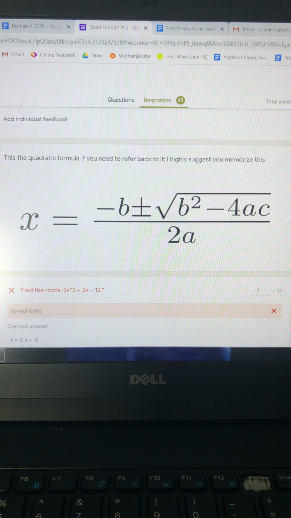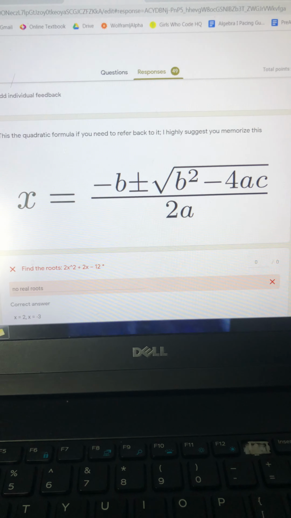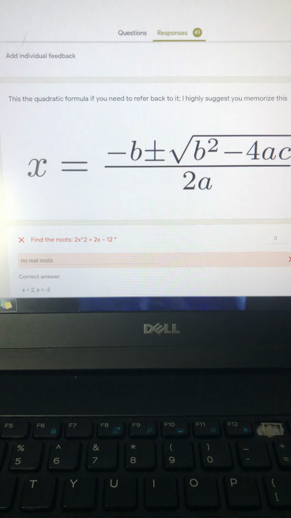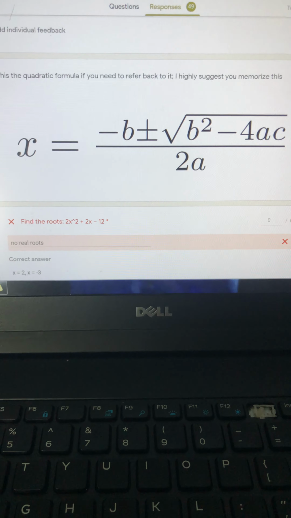Hi guys, today we're going to go over the quadratic formula. A lot of you have been struggling with this, especially since we've been learning this online. So I'm going to go over yesterday's classwork just to make sure that we are all up to speed on how to do the quadratic formula.